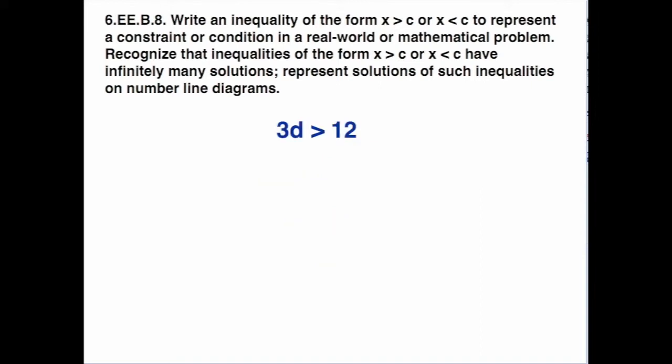Let's try this example. 3d is greater than 12. We have to isolate the d and get that by itself. Some might look at this as having to multiply each side by 1/3. Others might see it as dividing both sides by 3. But either way, we're going to arrive at the same place. So we would have d is greater than 4. We've isolated our variable. And the number line diagram would look like this, where it doesn't include the 4, and it's everything larger than 4.